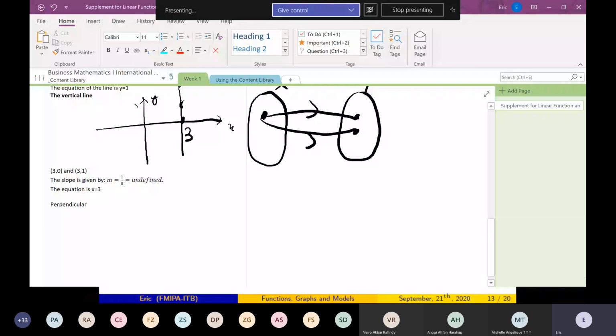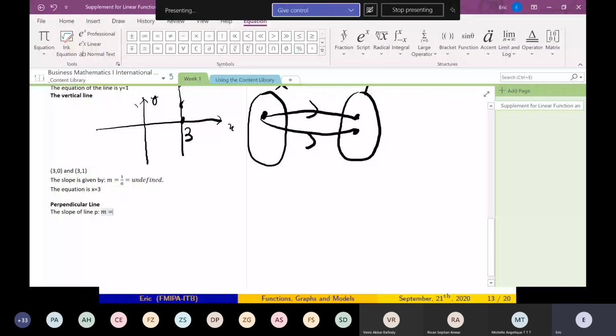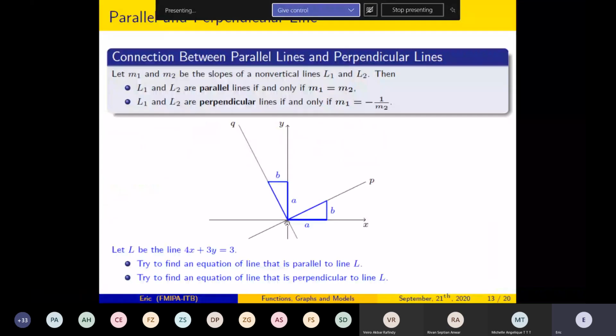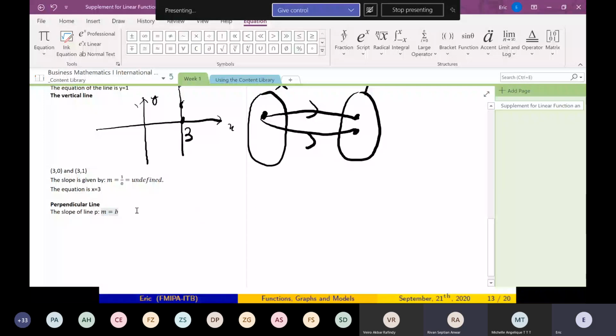Perpendicular. The line P, the slope. Line P, what is the slope? It's given by M equals B over A.